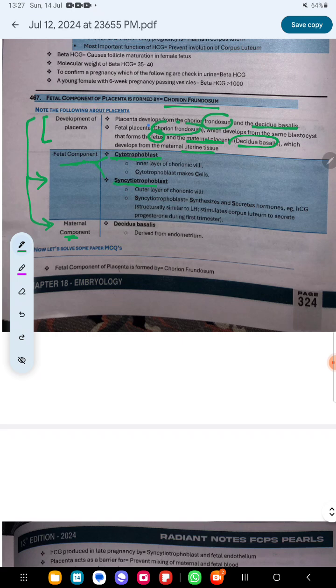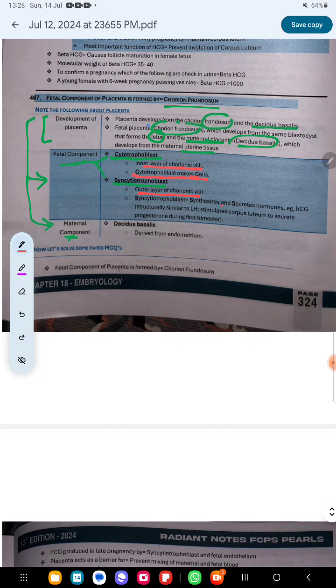cytotrophoblast and syncytiotrophoblast. Now, cytotrophoblast is the inner layer of the chorionic villi. Cytotrophoblast makes cells. Clear? Okay, syncytiotrophoblast is the outer layer of the chorionic villi.